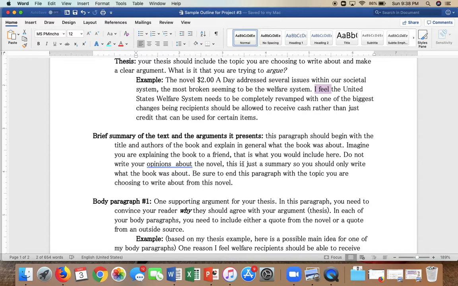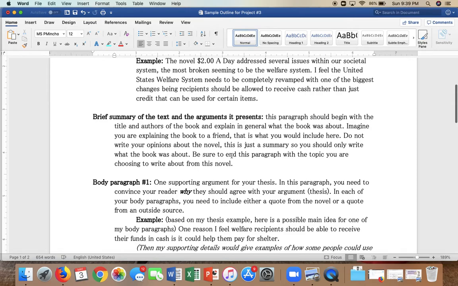Now, since this is a summary, your opinions should not be in the novel. It should only be listing facts or pieces of information from the novel itself. So no opinions like this was a great novel or I didn't really like this novel, because that is not the place for this. This is just a summary. What was the book about?